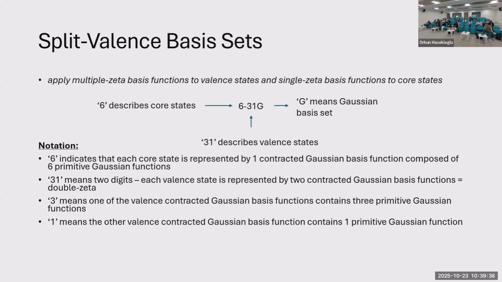What do you mean? Valence states. Does it represent the valency number? 3 means one of the valence contracted Gaussian basis functions contains 3 primitive Gaussian functions. And 1 means the other valence contracted Gaussian basis function contains only 1 primitive Gaussian function. What would be the number of electrons in this case? It depends on what you are studying, on the element and on the molecule. So we can apply the same for all atoms? You can apply that to all atoms, yes.